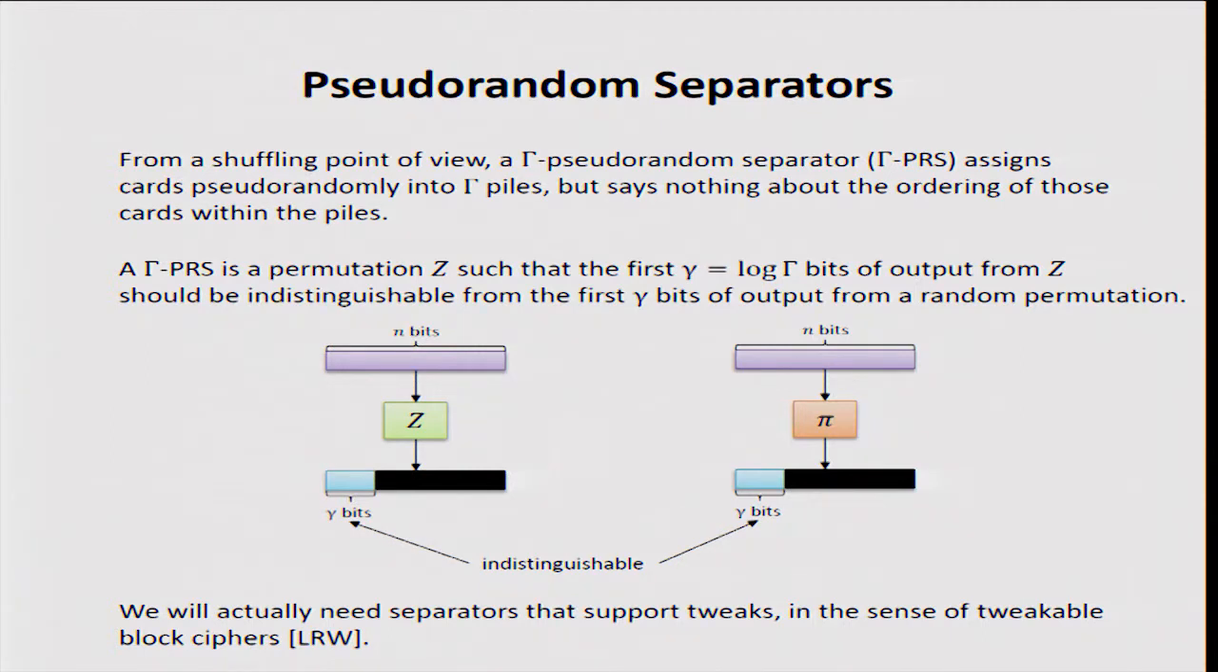Those are the blue ones there. I want those to be indistinguishable. And I've blacked out the other bits to emphasize that I'm not concerned with those, at least from a security perspective at this point. One additional thing is we'll need separators that support tweaks, in the sense of tweakable block ciphers from Liskov, Rivest, and Wagner.